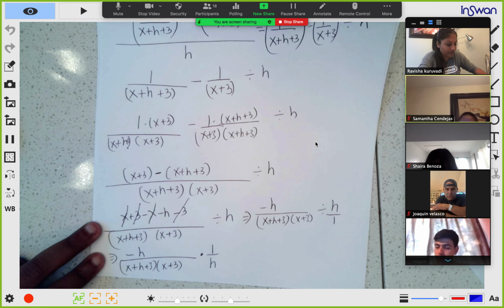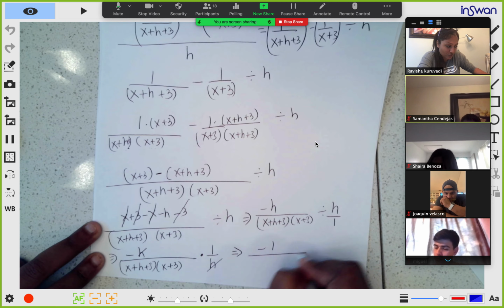Let's see what you get here. See if you can cancel. If you can figure out if you can cancel something, cancel. Here I had h, here I had h, and everything got cancelled. What am I left with at the numerator? You have a negative sign and you have 1. Negative times 1 is negative 1. And at the bottom it is (x plus h plus 3) and (x plus 3).